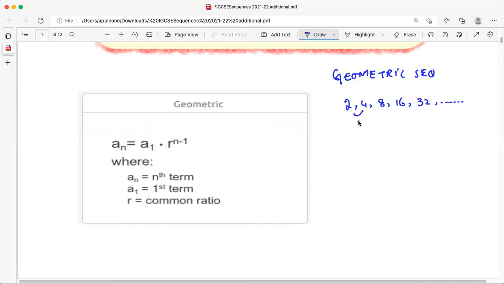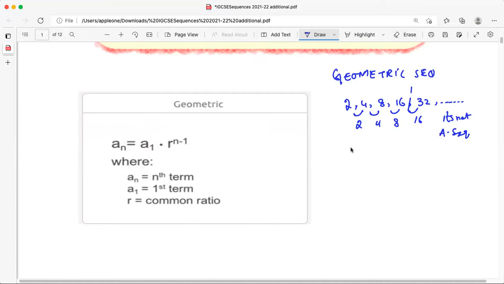Look at the difference. The difference is 2 here. Look at the difference here. It's 4 here. Look at the difference here. It's 8 here. Look at the difference here. It's 16 here. So it means the difference is not the same. When the difference is not the same, it's not an arithmetic sequence. Now, if it's not an arithmetic sequence, then we are checking whether it's a geometric sequence or not.